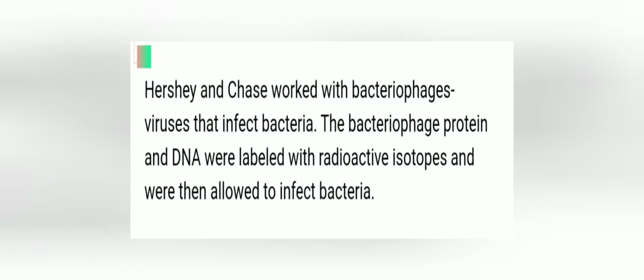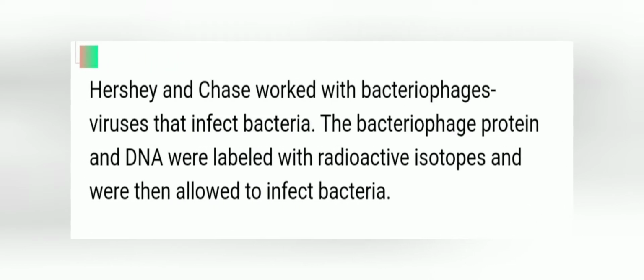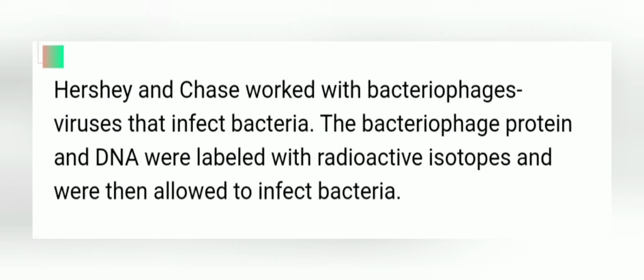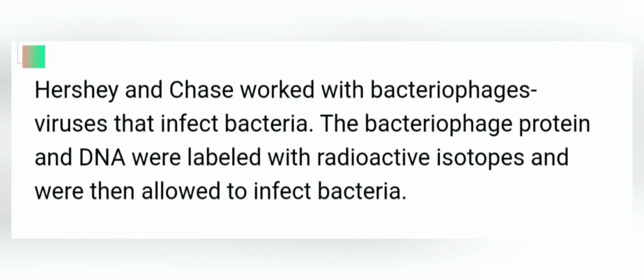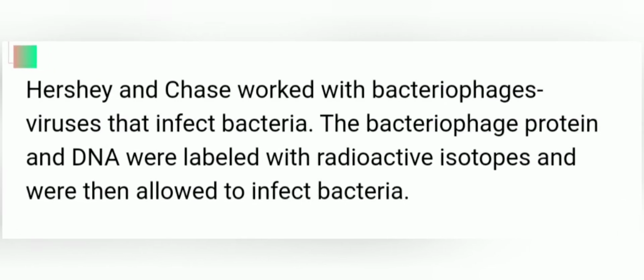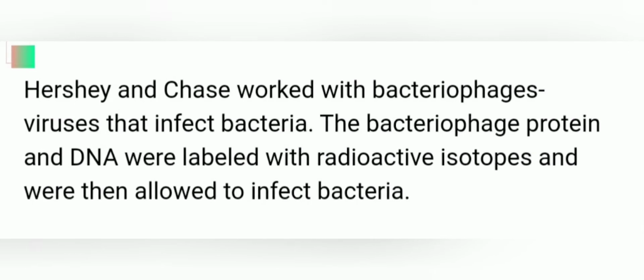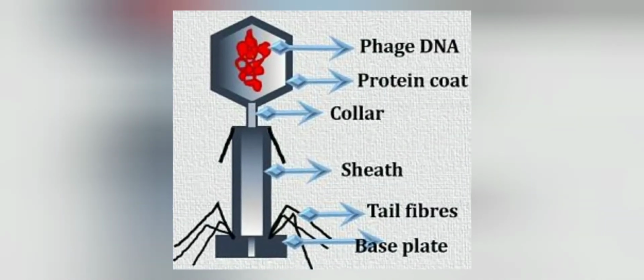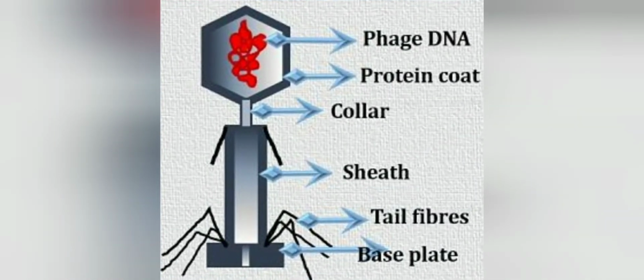Hershey and Chase worked with bacteriophages, viruses that infect bacteria. The bacteriophage protein and DNA were labeled with radioactive isotopes and were then allowed to infect bacteria. Here T2 phages were used. Those were used to infect the bacterial cells. Now you see the phage. This is a very simple diagram containing the phage DNA, protein coat and all those.